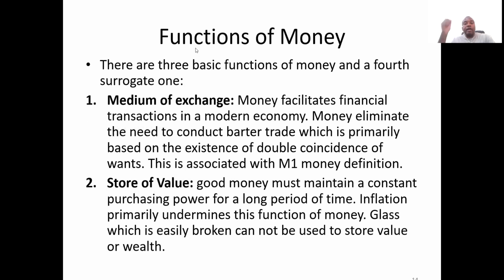We move on to the functions of money. There are 3 basic functions of money, and the 4th one, which is surrogate. The first function of money is the medium of exchange function of money, which is the primary function of money, that money facilitates financial transactions in a modern economy. Money eliminates the need to conduct barter trade, which is the exchange of goods for goods without the mediation of money.